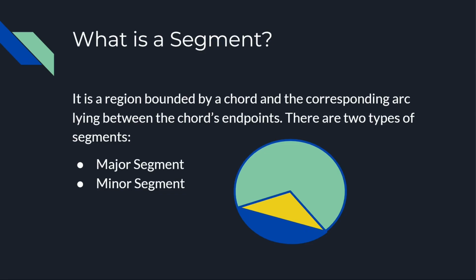It creates a major segment, which is the combination of this yellow region and this green region here. And it creates a minor segment, which is just simply this blue region over here. To find the area of the minor segment, we'll use our knowledge from the lesson on sectors, along with a new formula we can use to calculate the area of this yellow region over here, which is a triangle.